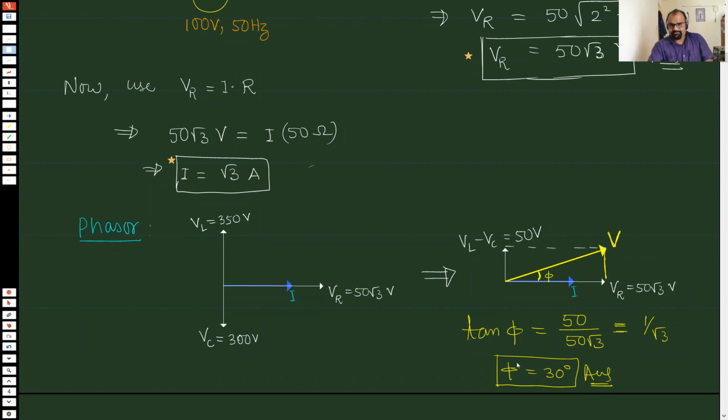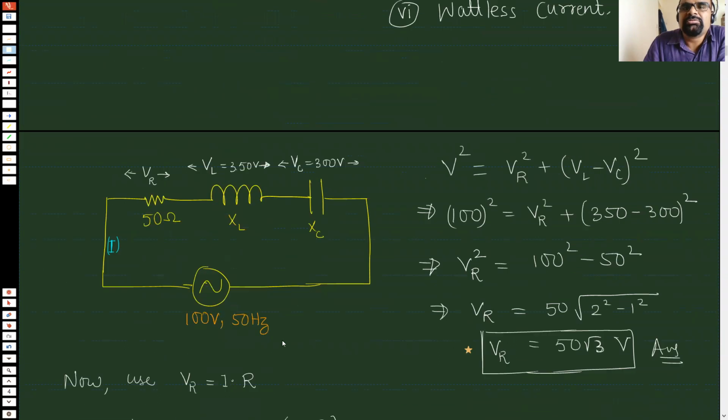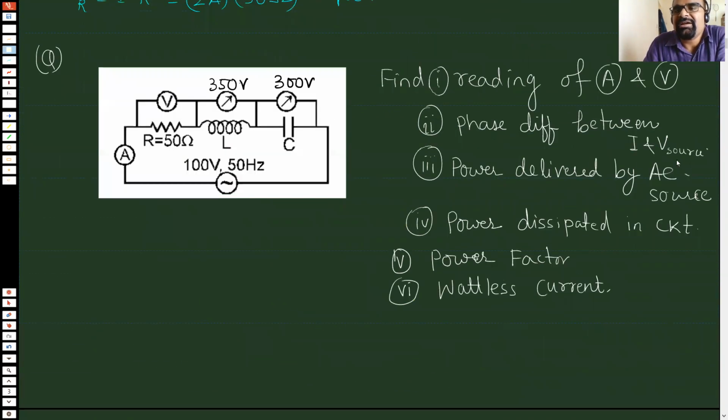Any mistake? Okay, so we have been able to find the phase difference between current and source. Now solve these other 4 parts. Come on, do it. At least now you can solve these other 4 parts. I have already done almost 90% of the problem. So solve it.